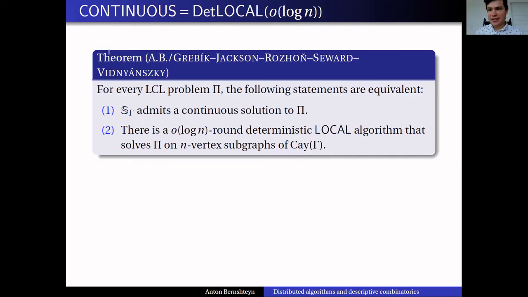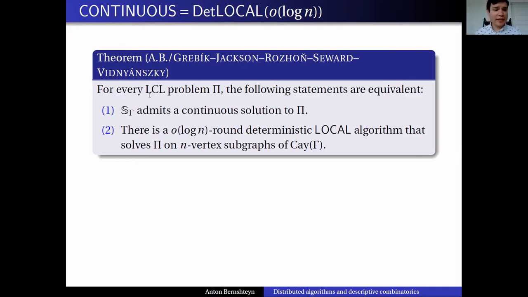So now here's the theorem. It turns out that continuous combinatorics, at least in the setting of gamma graphs, these nice symmetric graphs, is exactly equivalent to having a deterministic local algorithm that runs in little o of log n rounds. So here's the theorem, which is due to myself and, independently, Grebík, Jackson, Rozhoň, Seward, and Vidnyánszky.